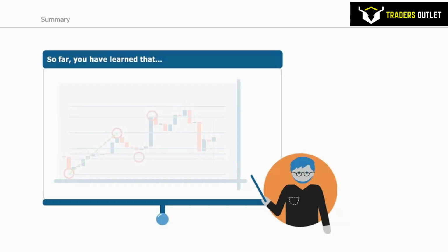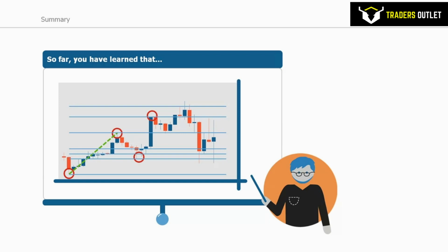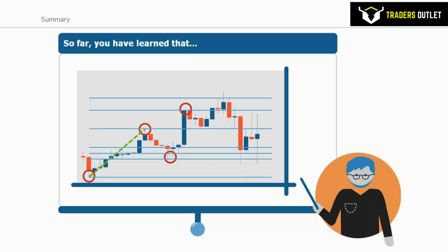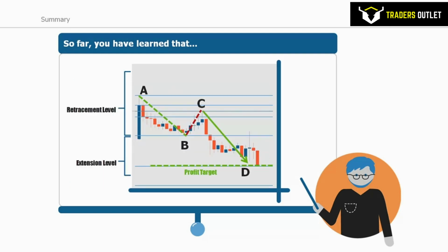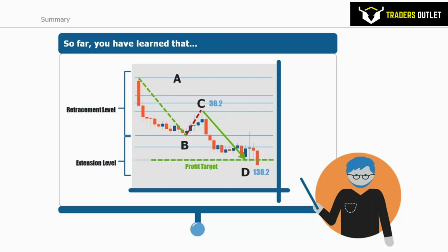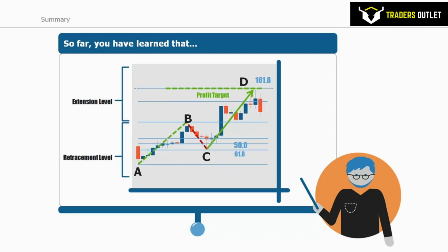So far, you have learned that the Fibonacci tool can be used to draw support and resistance levels on your charts based on the Fibonacci number sequence. The Fibonacci tool is always applied from the left to the right-hand side of the price chart for both long and short trades. You also learned that retracement levels are commonly where traders look to enter the market. Extension levels are commonly placed where traders look to take profits. Furthermore, there is a correlation between the 38.2% retracement level and the 138.2% extension level, and between the 50% or the 61.8% and 161.8% levels.